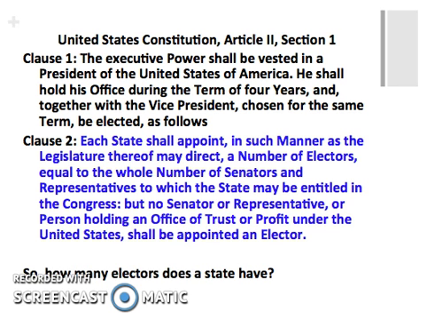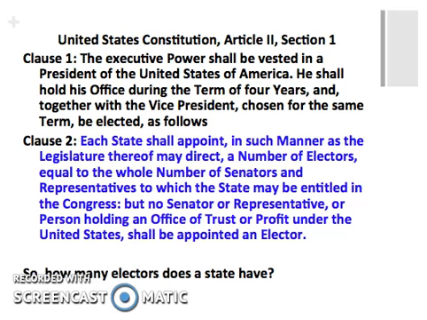It is in the Constitution. It was written down in Article 2, Section 1. It says, the executive power shall be vested in a president of the United States. He shall hold his office during the term of 4 years, and together with the vice president chosen for the same term to be elected as follows. So that is saying every 4 years we will elect a new president and vice president.